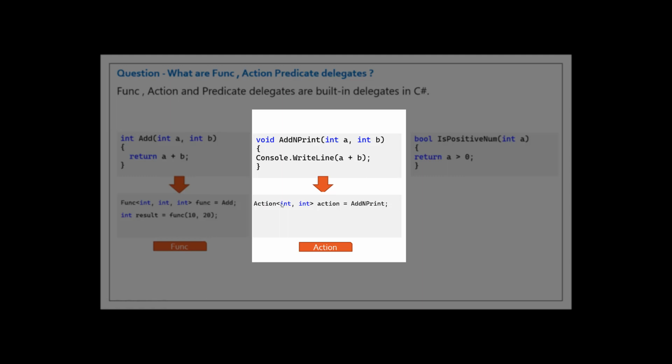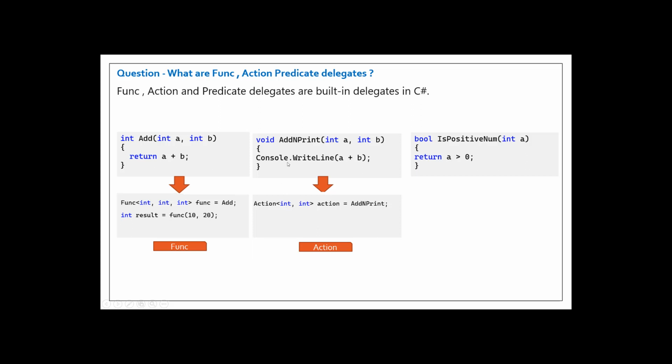Action delegate takes 0 or more input parameters and there is no output parameter. So how to map this method? As add and print has two integer types, our Action should also have two integer types. These are the in parameters. So in Func and Action we have in parameters and out parameters. In case of Func we have two integer in parameters and one integer out parameter. In case of Action we have two integer in parameters. There is no return type. That's why we used Action here.